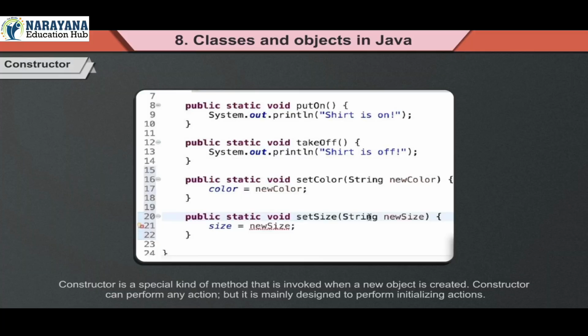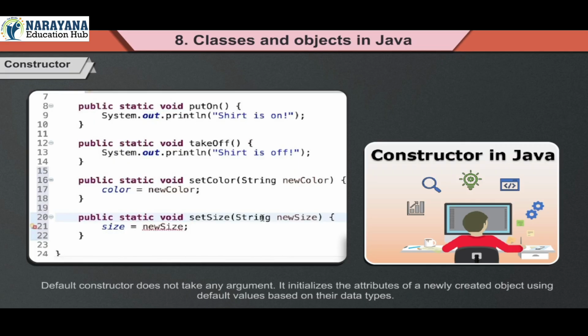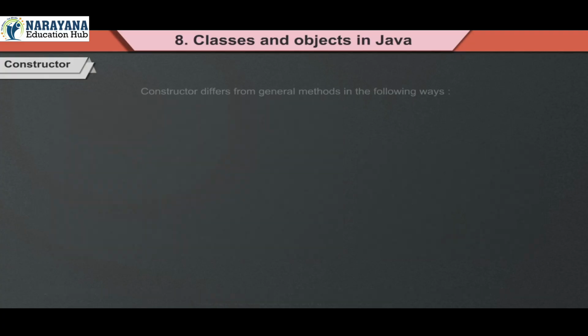Constructors. Constructor is a special kind of method that is invoked when a new object is created. Constructor can perform any action, but it is mainly designed to perform initializing actions. Till now, we have used class without user-defined constructors. Every class has its default constructor, sometimes referred to as no-argument constructor. Default constructor does not take any argument. It initializes the attributes of a newly created object using default values based on their data types.